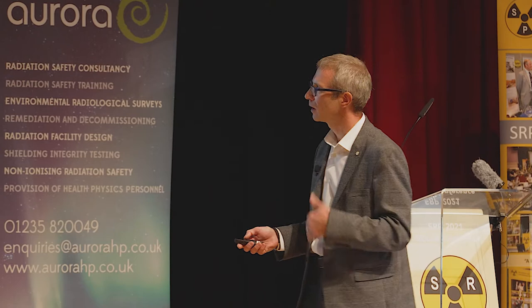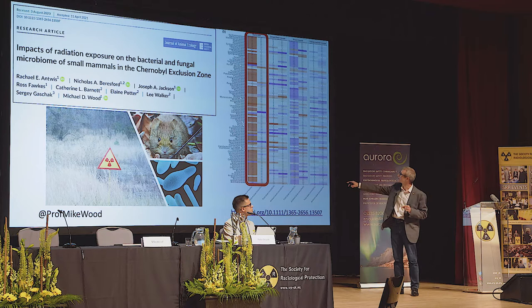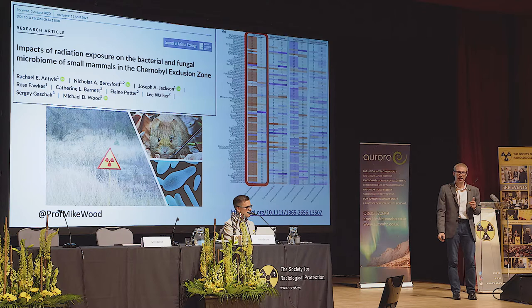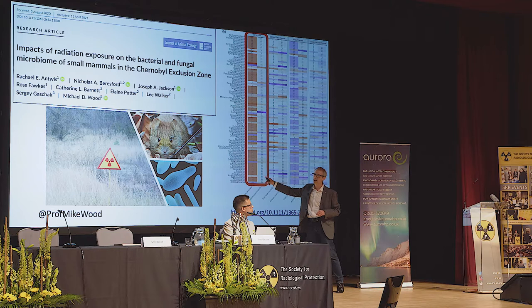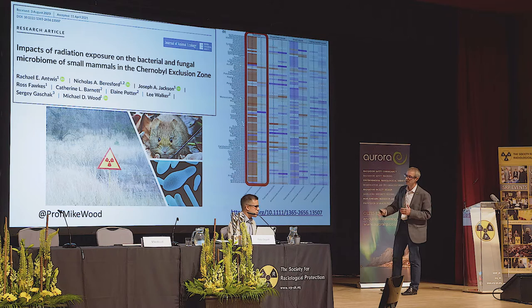So I can't stand here and tell you categorically the extent to which radiation impacts on gut microbiome. What I can do, though, is I can highlight this, which we see across each of the different organisms that we've looked at, and that is a notable difference between the first column and the second column. Why is that important? Well, that first column is associations against total dose rate.